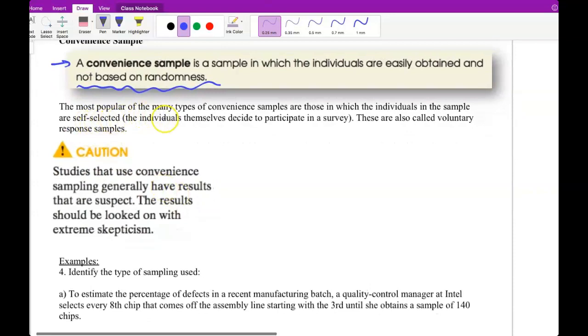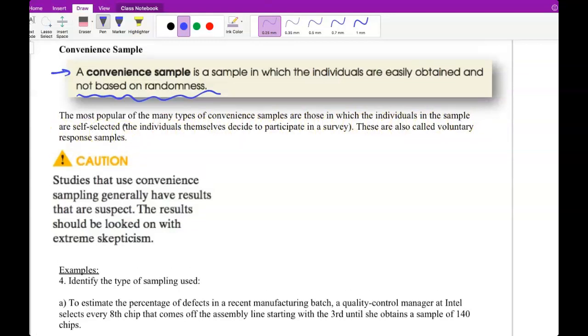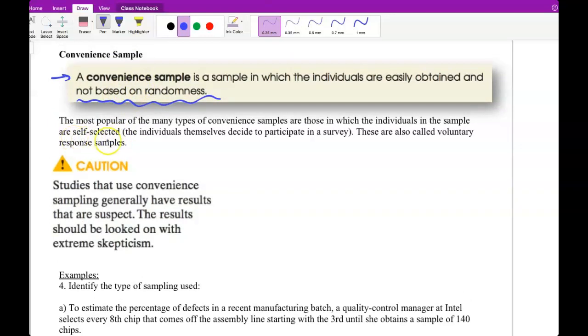The most popular of the many types of convenience samples are those in which the individuals in the sample are self-selected. So this is when our samples are self-selected. The individuals themselves decide to participate in the survey. So by deciding to participate in the survey, we're not actually choosing them. That's why it is not based on randomness. These are also called voluntary response samples. Just keep that in mind, that they are self-selected.